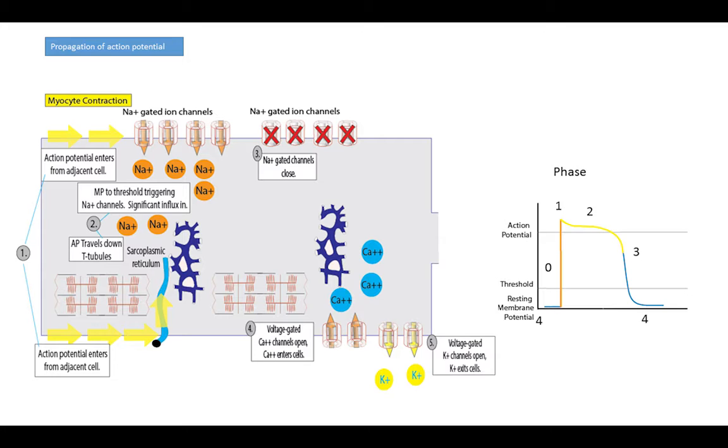After the action potential, potassium gated channels open. You'll notice that there is a plateauing of the membrane potential in phase 1 and 2. This occurs because of a little change in the ion concentration or the membrane potential. The purpose is to allow for a steady forceful contraction of the heart.